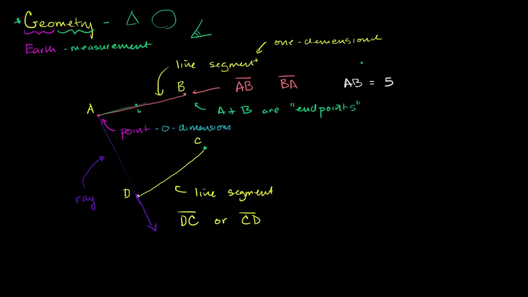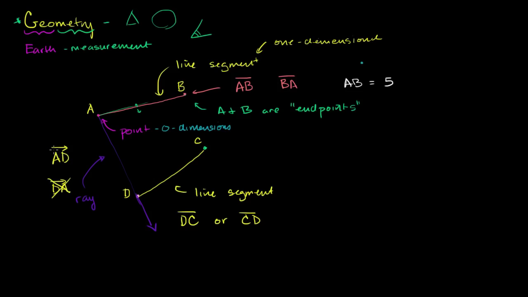And the way that we would specify a ray is we would call it AD, and we would put this little arrow on top of it to show that it is a ray. And in this case, the order that we put the letters in matters. If I put DA as a ray, this would mean a different ray. That would mean that we're starting at D, and then we're going past A. So this is not ray DA, this is ray AD.